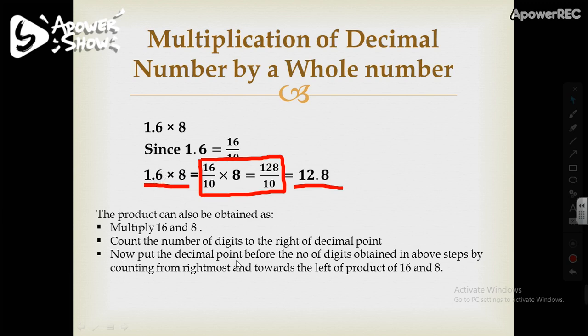Now put the decimal point before the number of digits obtained in the above step. So here we have only one digit. So from here you have to count one digit and then put the decimal point here. So in this way you can directly find the product of a decimal number and a whole number. You don't have to express the decimal number as a fraction.